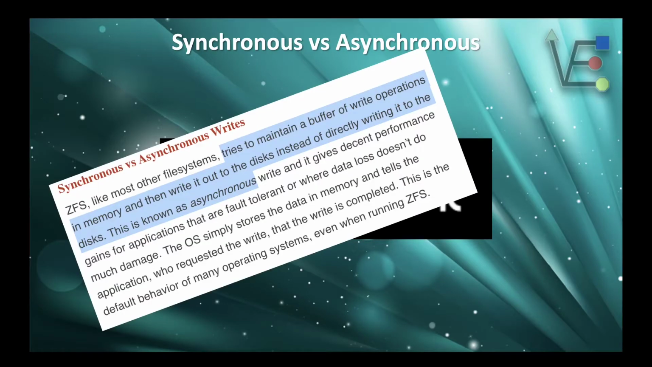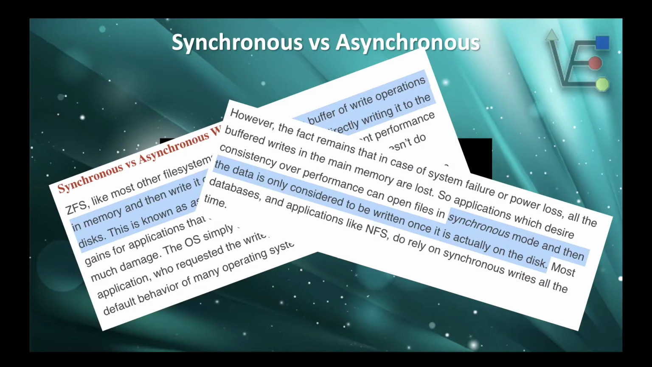So, they define asynchronous writes as writes that are written to memory by the OS and not directly to disk. And synchronous mode is data that is written synchronously to the disk by the operating system. Now, I still found that a little confusing, so I moved on to more research.